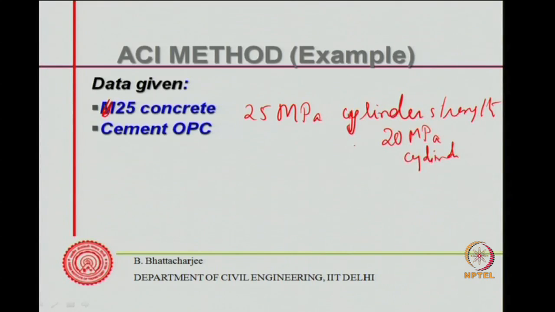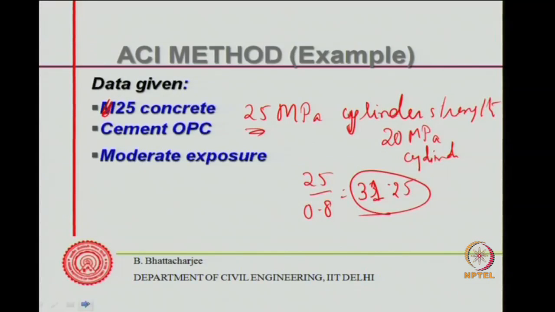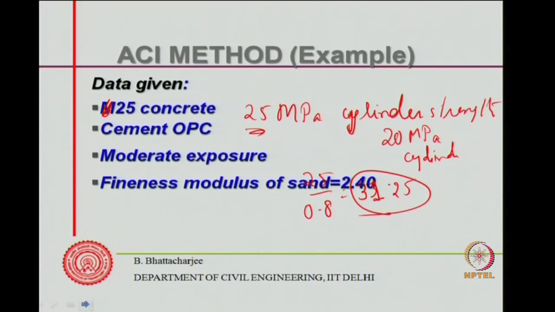So, for 25 MPa cylinder strength, the corresponding concrete cube strength would be 25 divided by 0.8, which is 31.25. So, somewhere around M30 grade of concrete if the cylinder strength is 25 MPa. So, something close to our 30 MPa concrete, that is what we are looking at, and moderate exposure, water cement ratio, etc.